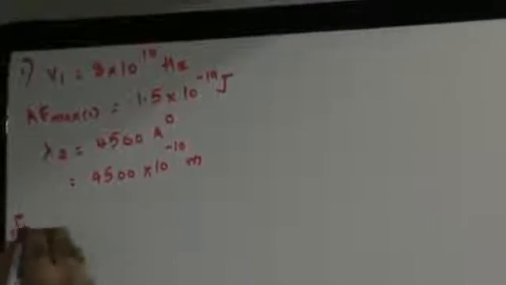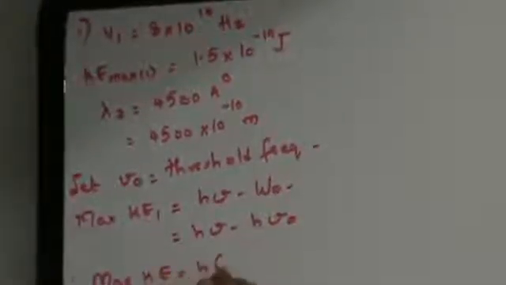Now here, let us assume, let V0 be the threshold frequency. Now I can say that max kinetic energy is going to be equal to nothing but hv minus work function, right? So max kinetic energy is going to be hv minus hv0. Thus you could say that max kinetic energy is equal to h(v minus v0). Therefore max kinetic energy upon h is equal to v minus v0. Therefore V0 is equal to V minus max kinetic energy upon h. That will give you the threshold frequency.